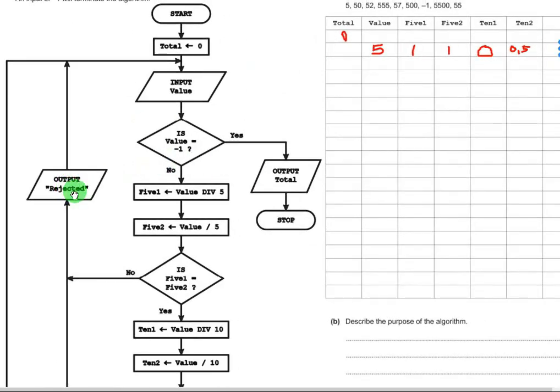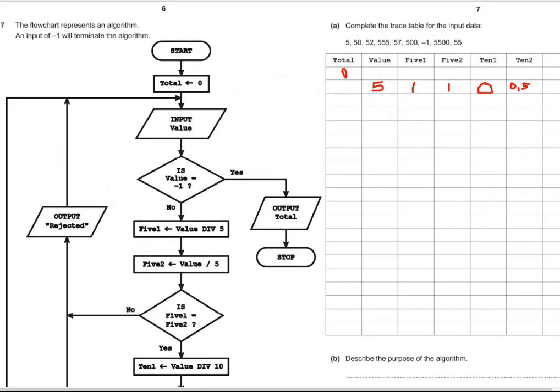After your finger goes to this rejected, it will go up here again and go to the next input value. The next input value will be 50. So you write down 50 over here. Okay, 50 is there. Now is it -1? Is 50 -1? No.